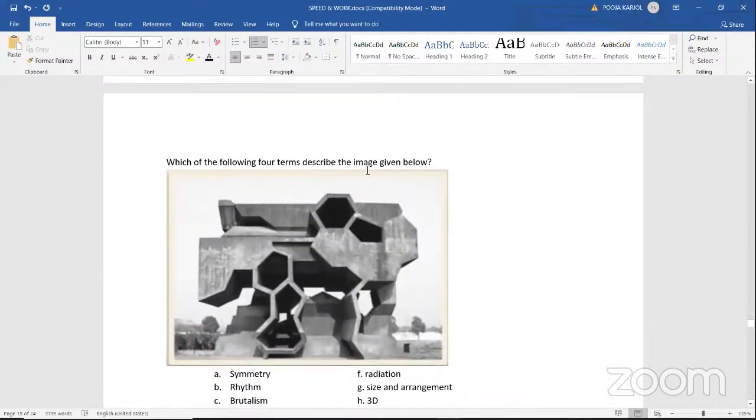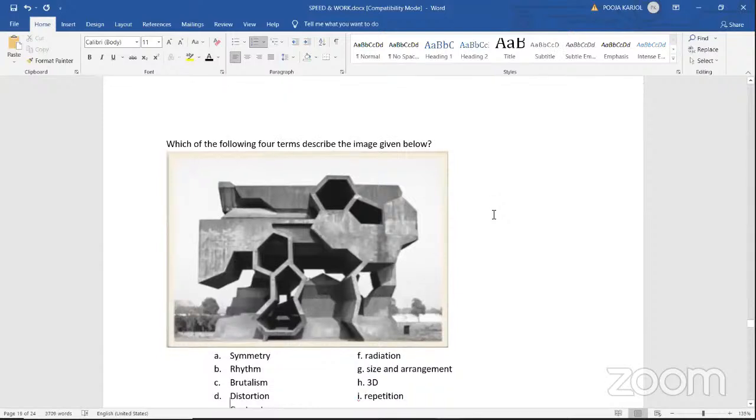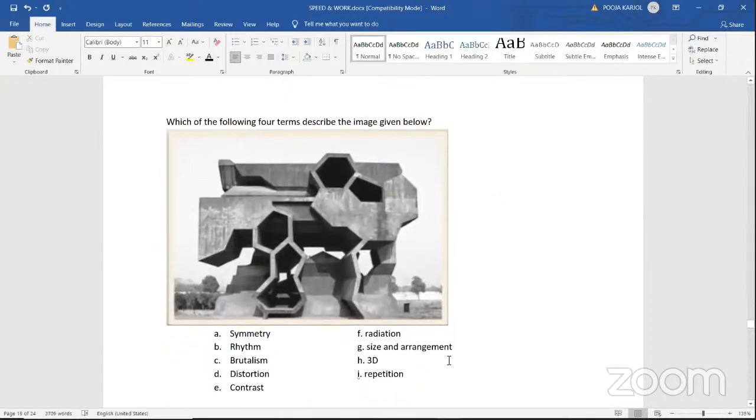Which of the following 4 terms describe the image given below? Okay. These are the options. Try this. I hope you guys have studied the elements of design. Yes, ma'am. Right.